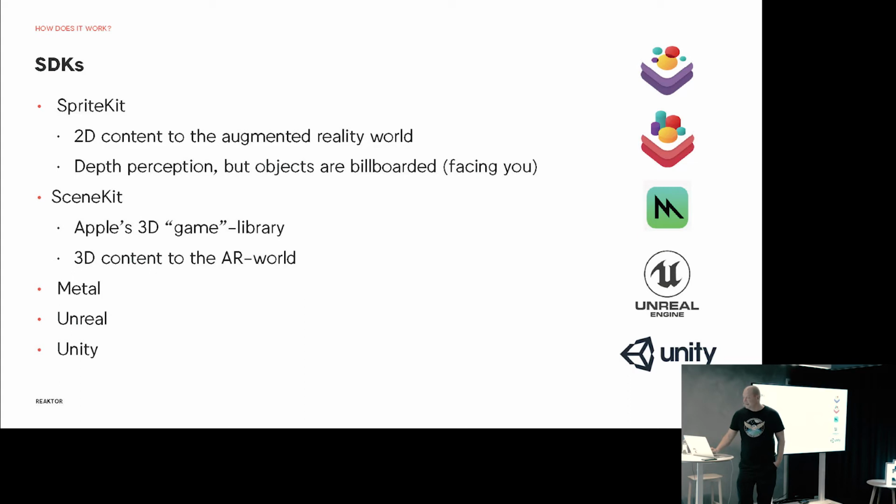Okay, how to take advantage? Apple provides several different ways to create the content in the AR world. You can use SpriteKit, which is Apple's 2D game library. You get the depth perception, but all the objects are billboarded. So if I put a picture of a Pokemon there and I walk like this, the object is always turning towards me, because otherwise it's just a picture. If it was not billboarded, you'd see nothing, because it is under 1 millimeter thick.